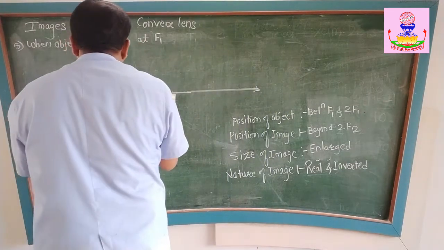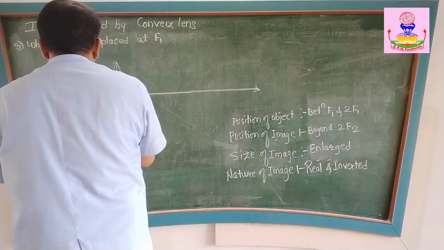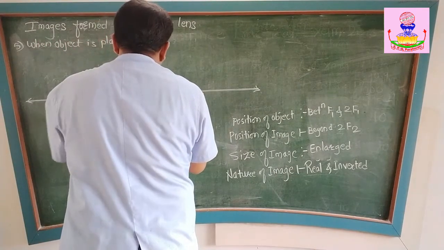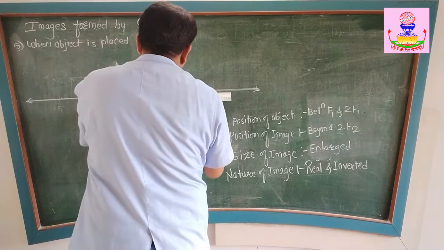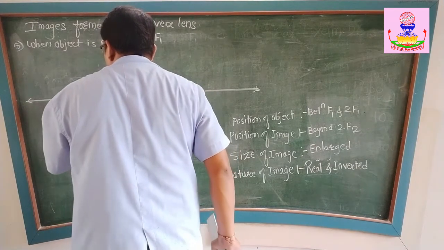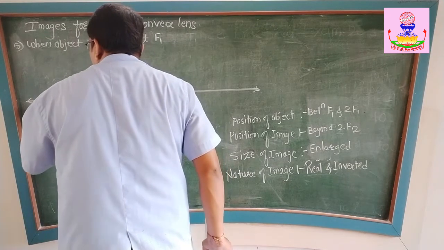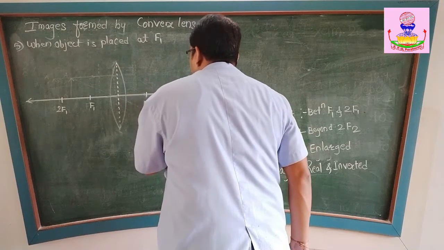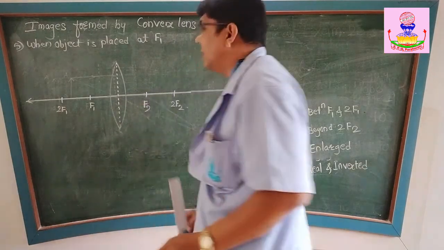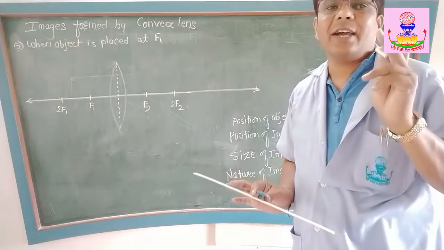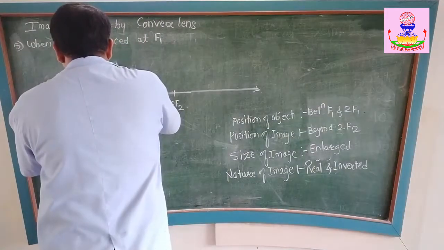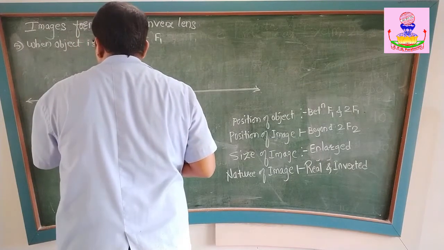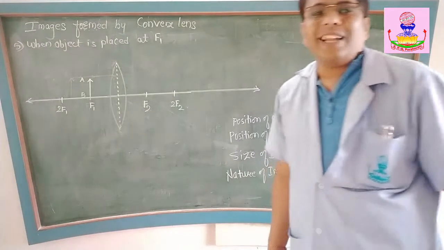So this is the optical center. Mark the positions of F1 to F1. So this is F1, this is 2F1, this is F2, and this is 2F2. Okay, now the object is placed at F1. Yes, exactly. The object is placed at F1. So this is object AB.